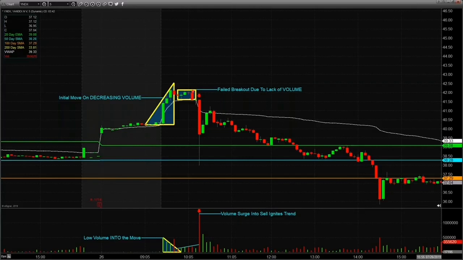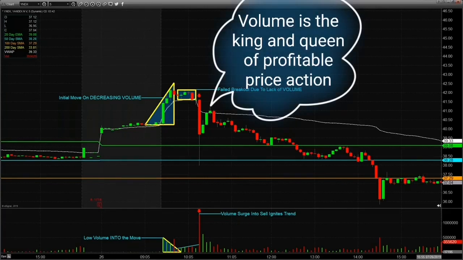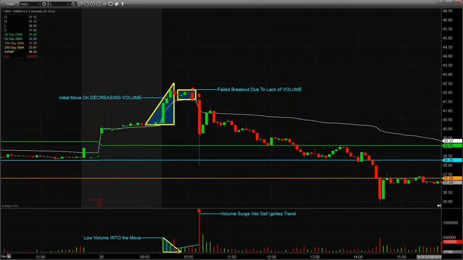Look at how the low volume into the move ultimately ended up telling you what was going to happen to the stock. That's what you have to understand. If you're able just to read a few simple volume profiles, you're going to be well ahead of the game. So that essentially, guys, is volume profile analysis. It's all you need to know.